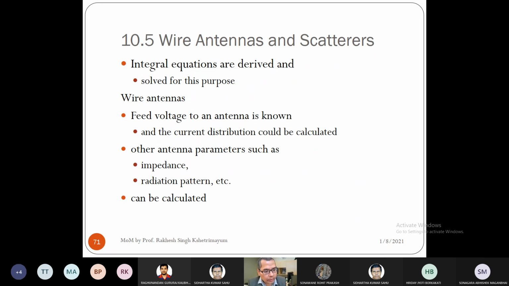So the first thing is you have to derive the integral equation and solve that integral equation using the MoM. Most of the time, MoM is very popular for solving integral equations, and an integral equation doesn't have a closed-form analytical solution. So first you derive the integral equation for the wire antenna and you solve it using the MoM.